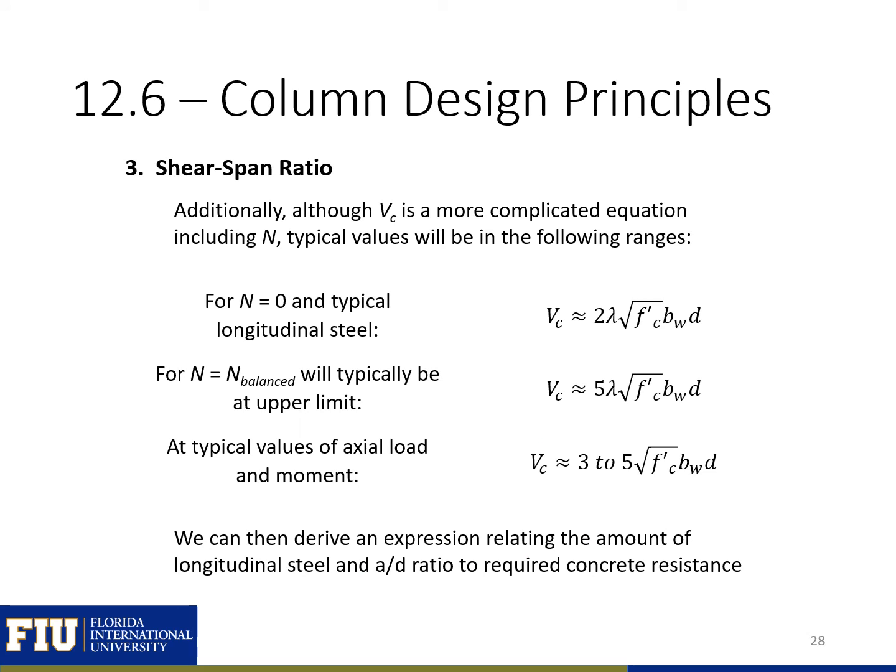The first step in coming up with an acceptable shear span to depth ratio, or length to height ratio, for the column is coming up with typical ranges for our V sub C. V sub C is a more complicated equation than what I'm showing here, but for typical N values, or axial load values, we're going to be between 3 and 5 times the square root of f'c times b_w d. So we can use this simplification in the following slides to come up with an acceptable upper bound for our length to height ratio.